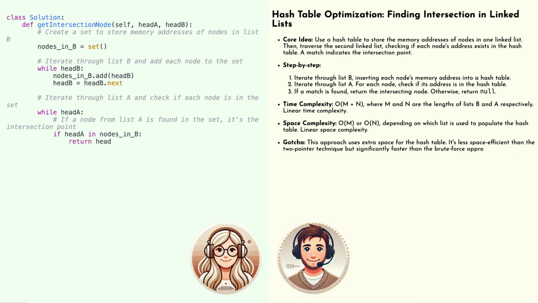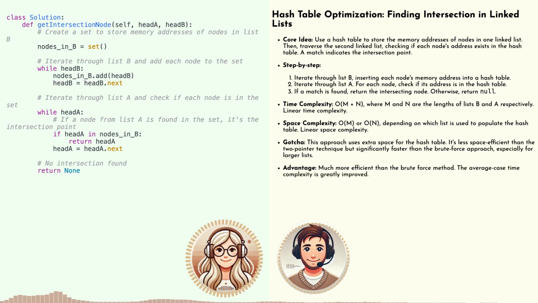Okay, here's the strategy. You go through the second linked list, and you store each node's memory address in the hash table. And remember, we're storing the address, not just the data, because we're looking for that specific node. It's like creating a catalog of all the nodes in the second list, with each entry pointing right to where it lives in memory. Exactly. Then we go through the first list, and for every single node, we check, is its memory address in our hash table? If it is, boom, we've found the intersection.